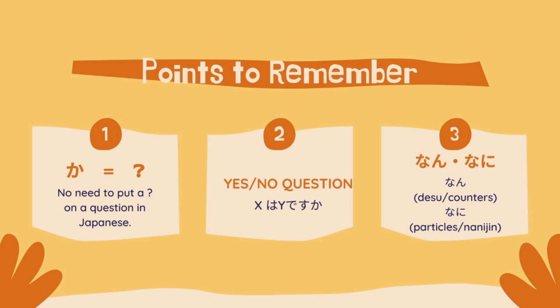Alright, points to remember. No need to put a question mark on a question in Japanese. Next, yes or no question. X wa Y desu ka is answerable by hai or iie, which means yes or no in English. And third is nan or nani, the pronunciation of nan and nani. Nan followed by desu or counters is pronounced as nan, while when it is followed by particles or nani jin, it is pronounced as nani.